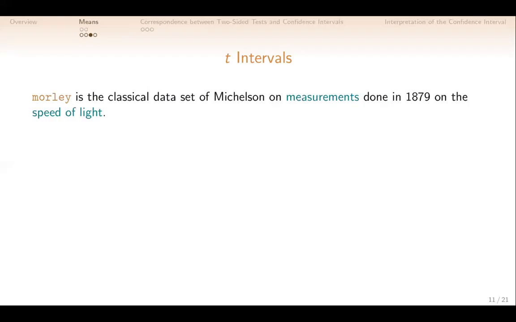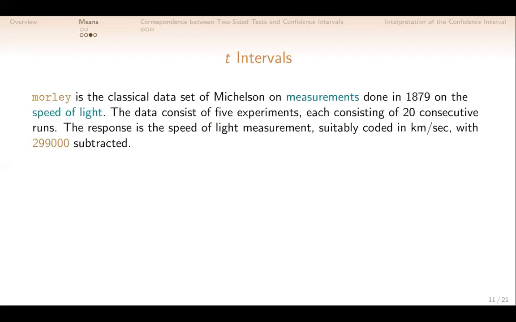But that's sort of all they could do. That really wasn't a high quality experiment. Morley did another experiment to get the speed of light. He did 5 actually that consisted of 20 consecutive runs. And this is the original data.